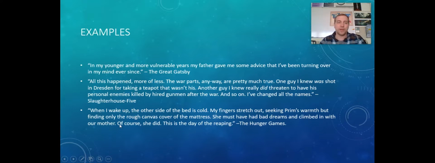"When I wake up, the other side of the bed is cold. My fingers stretch out, seeking Prim's warmth, but finding only the rough canvas cover of the mattress."